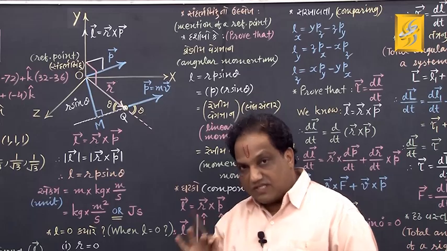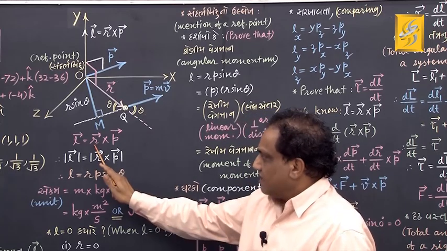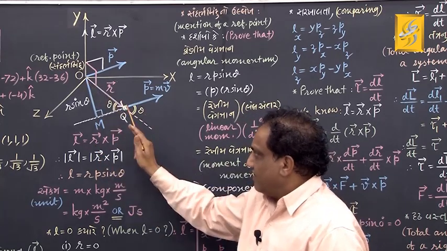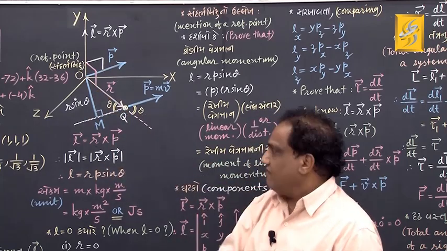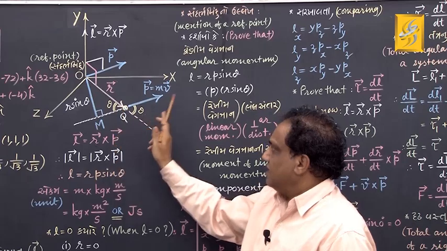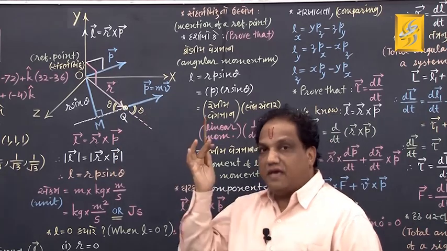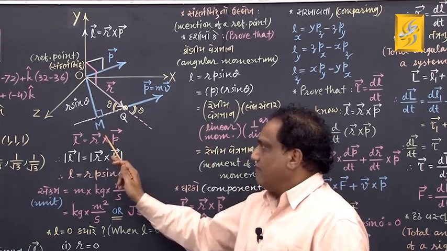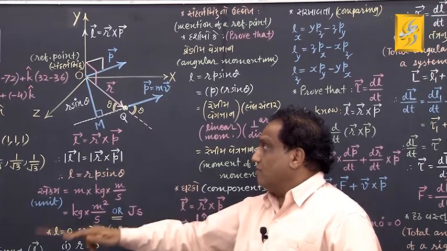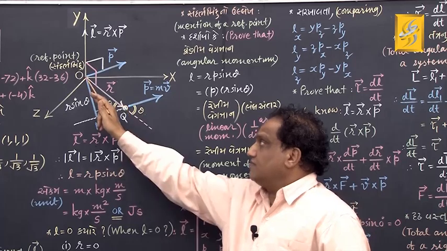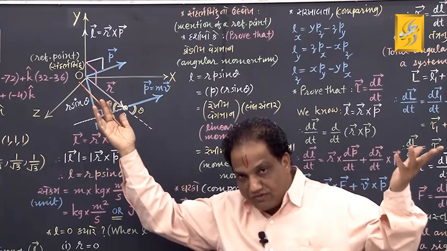Let me repeat it one last time. If vector r is the position vector of a given particle with respect to a given reference point, and if vector p is its linear momentum, then a vector product vector r cross vector p is called angular momentum of that particle with respect to that reference point.